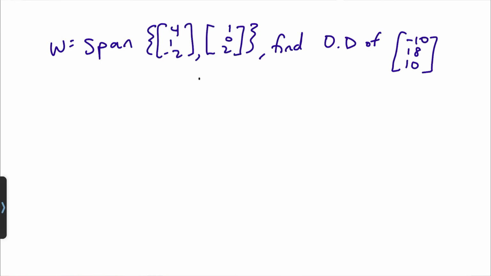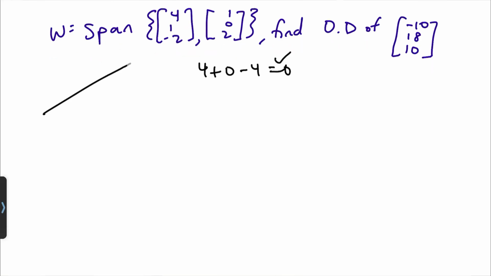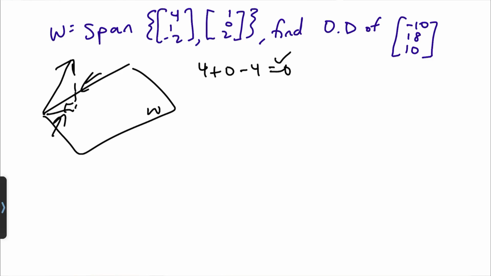Here I can see that 4 times 1 is 4, plus 1 times 0 is 0, plus negative 2 times 2 is negative 4, and that indeed equals 0. So we're good. I love to visualize this all the time by just drawing out a plane where this is W, and then kind of showing the projection here. So first we want to find this projection, and then we can find that one. I'll just write V1 and V2 here.